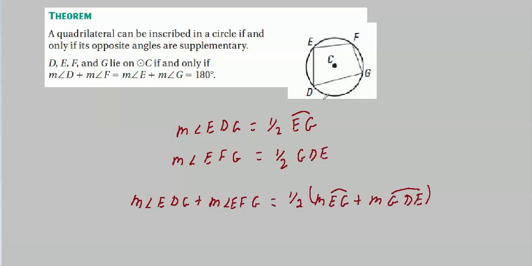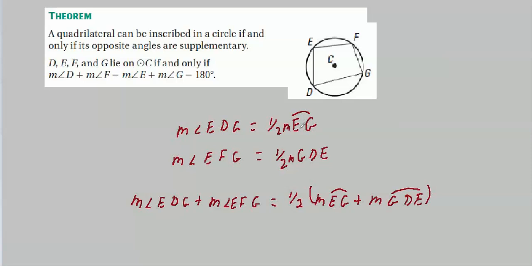And I should have put an M in here. It's not 1/2 the arc, it's 1/2 the measure of the arc. Well, the measure of these two add up to the sum of these two things here. And what are these two? Well, as I said, we take EG and then GDE.